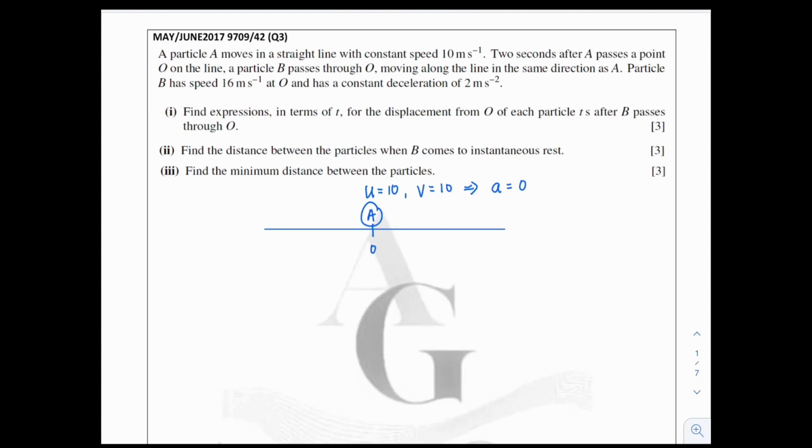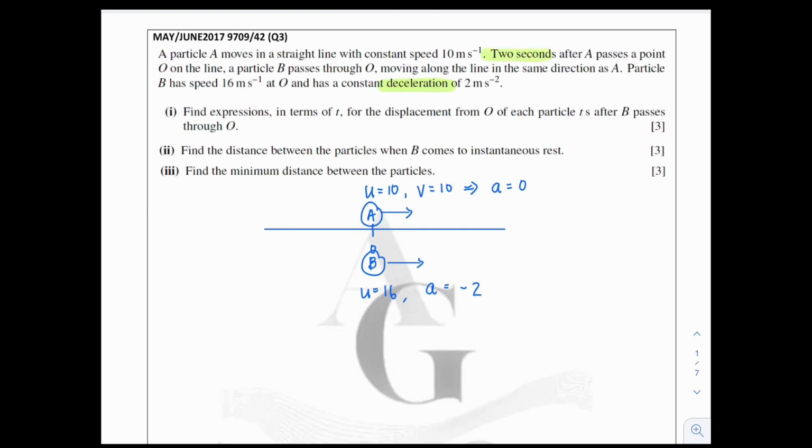And then, 2 seconds later after A passes through a point O on the line, the B passes through the point O, same direction as the A. For the B, the initial speed is 16 meters per second with a deceleration of 2. Let's jot this down. For the particle B, same direction as the particle A, initial speed is 16. The acceleration is negative 2 since they mentioned the word deceleration. Alright?